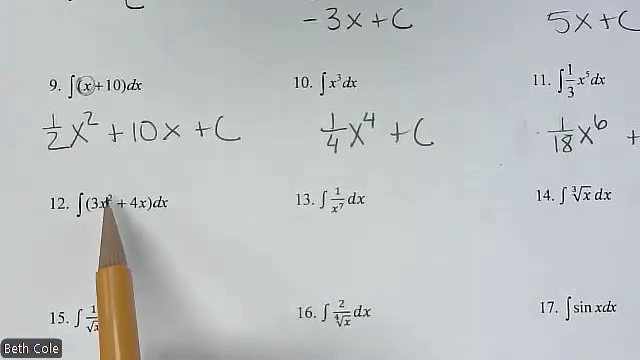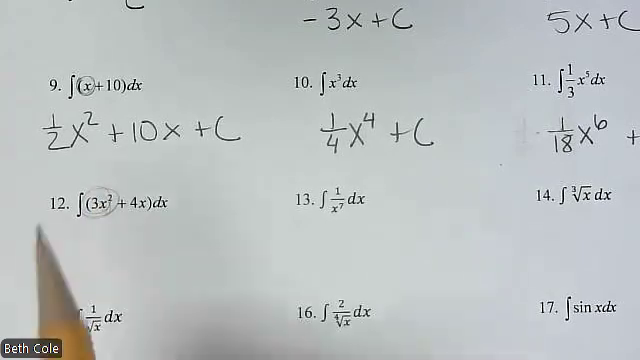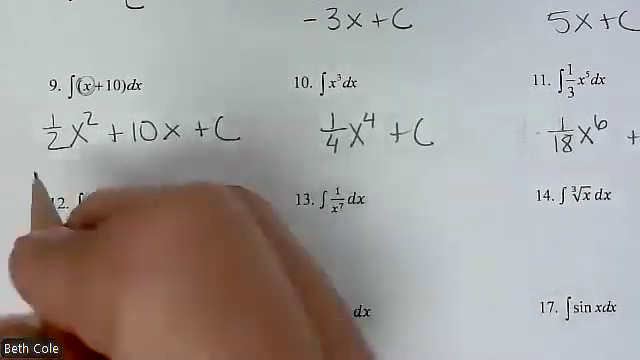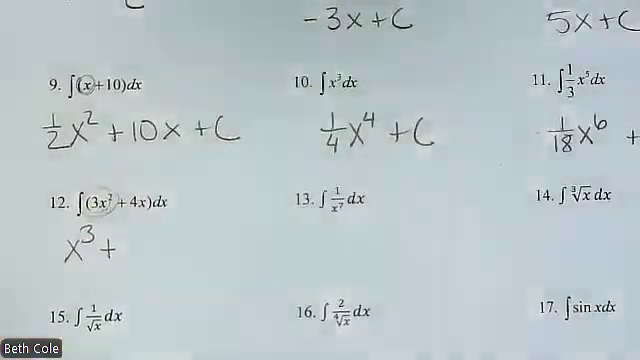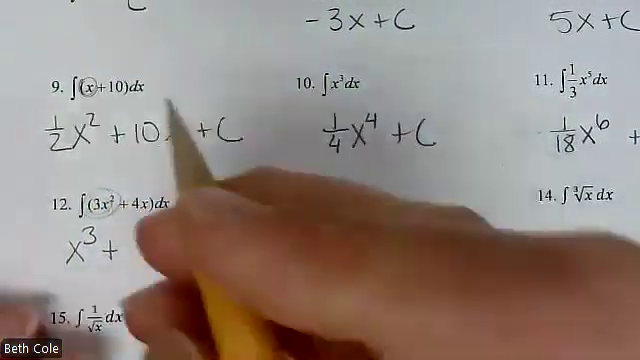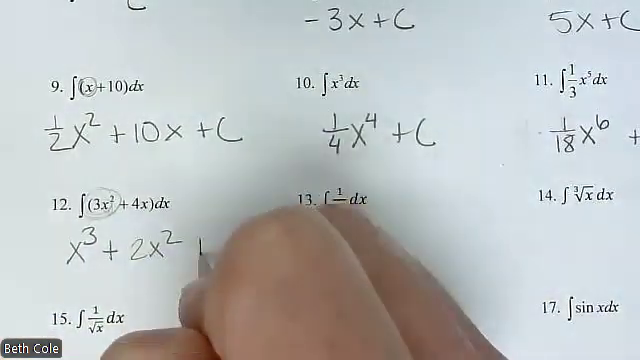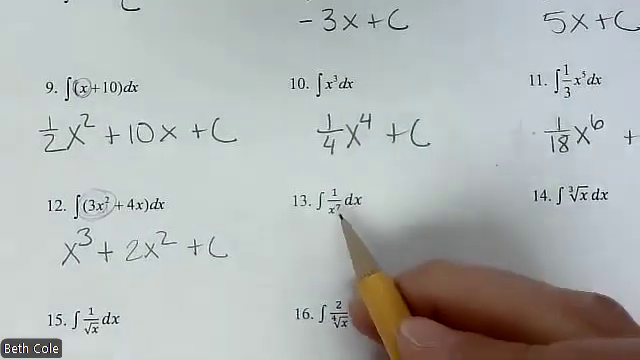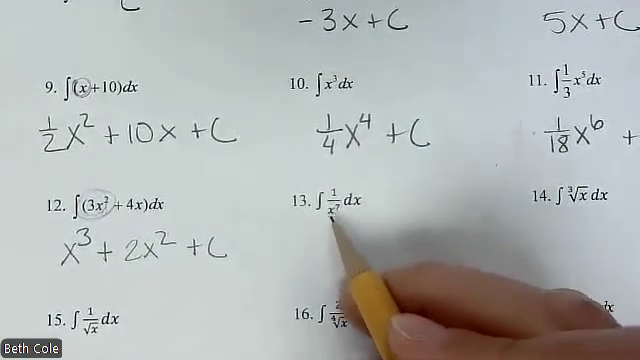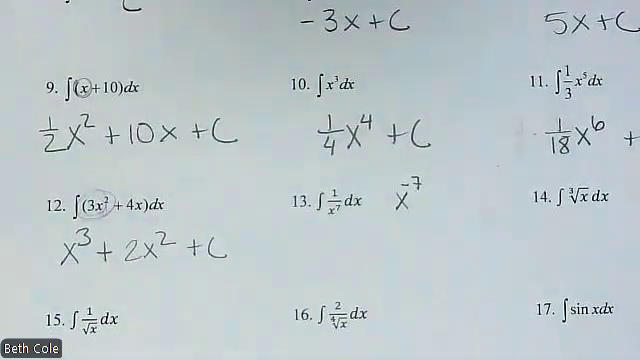All right, what do you think for 12? Just do it part by part. 3x squared. I need a function where 3x squared is the answer. That'd be x to the 3rd. Good. Plus, good. 2x squared. That derivative would give you 4x plus c. I would write off to the side for this one. 1 over x to the 7th is really x to the -7th.